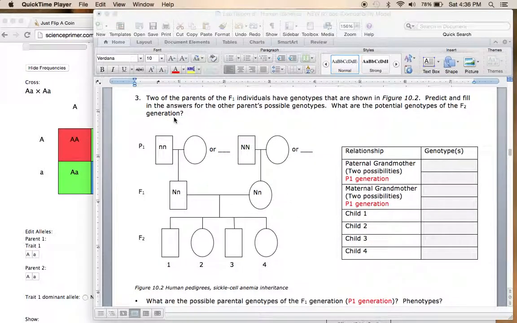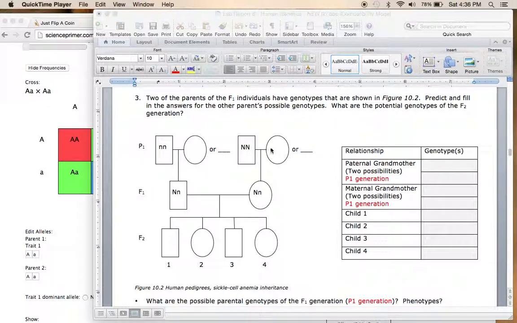So this first thing, it says two of the parents of the F1 generation, so the parents of the F1 generation would be the P1 generation, have genotypes that are shown in the figure. Predict and fill in the answers for the other parents' possible genotypes. What are the potential genotypes of the F2 generation?